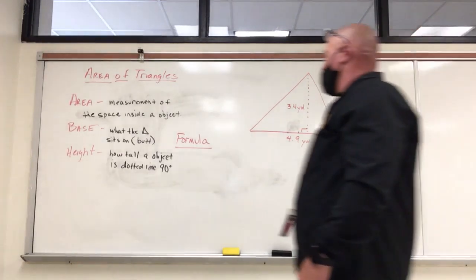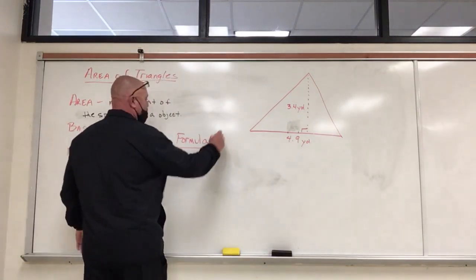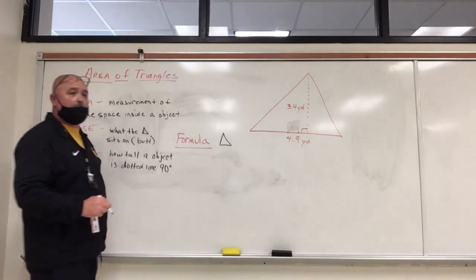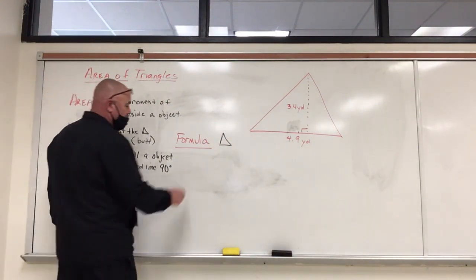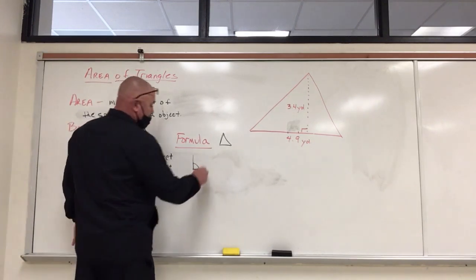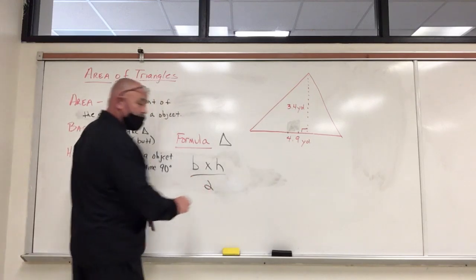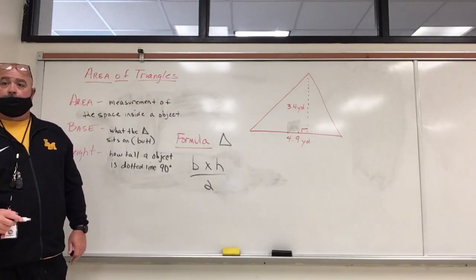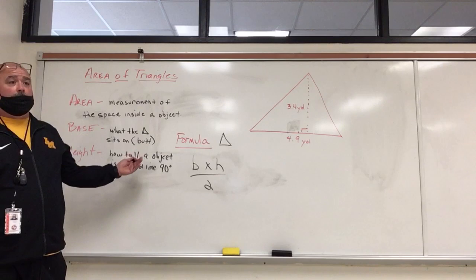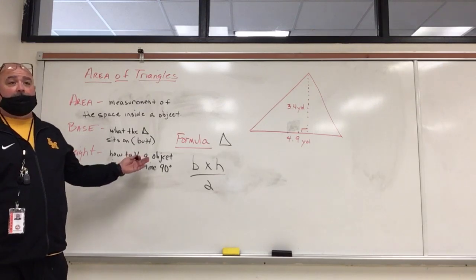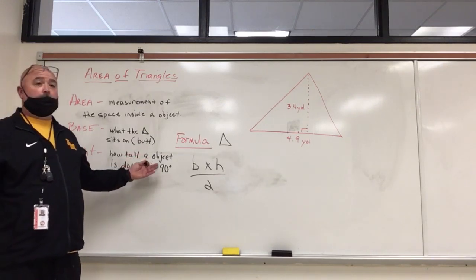Okay? All right, there is a formula we're going to use today, and it is the formula to find the area of triangles, and that formula is this. You take the base, you multiply it by the height, and you divide that by 2, and that gives you an answer. That's it. That's all we're going to do. We're going to multiply and divide today. That's it. And you're going to do it with the calculator.